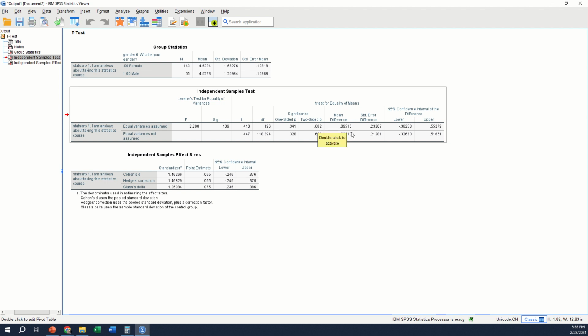So this mean difference of 0.10, rounded to 2 decimal places, right? This mean difference is not far enough away from 0 to suggest a true and real difference, right?